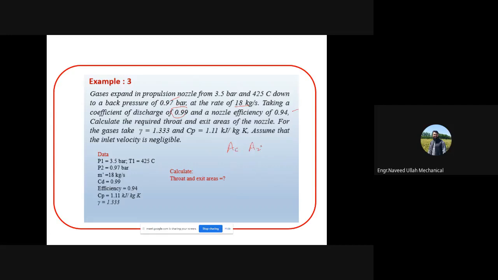You need to find out these. For the gases, take gamma equal to this and Cp equal to this. Assume that the inlet velocity is negligible. C1, jo hai na, acha iske upar bhi hum discussion karenge.